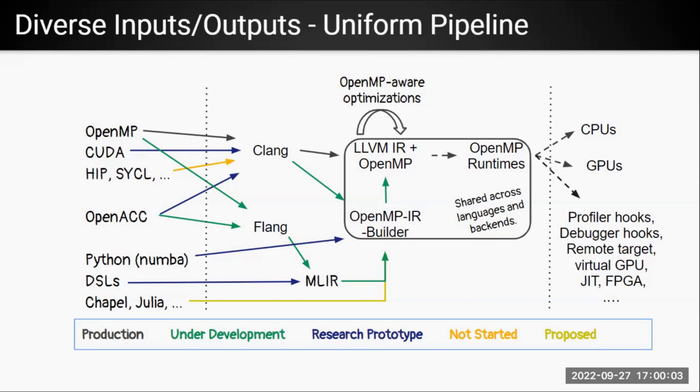And only the yellow and the orange one are, though it's actually not true anymore. Chapel actually has a research prototype. So yes, it's my vision, but a lot of it is actually on its way already.